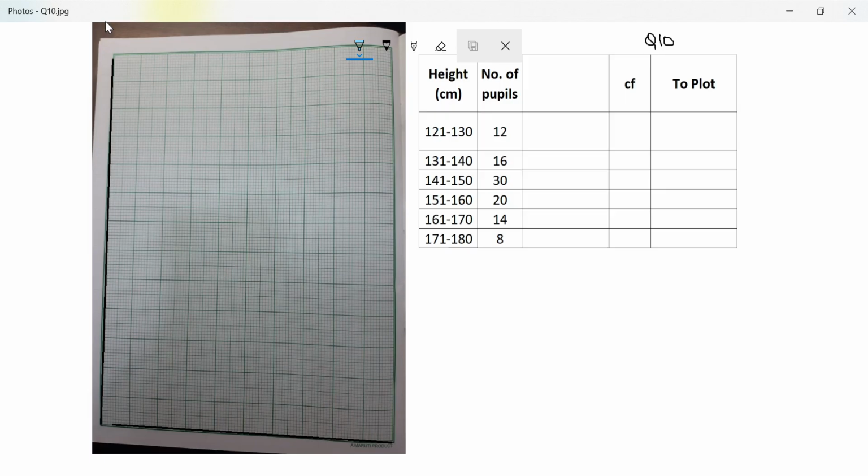Hi guys, let's look at the last question of this exercise, question 10. In a school, 100 pupils have heights as tabulated below. So I have already made the table. Find the median height by drawing an ogive.